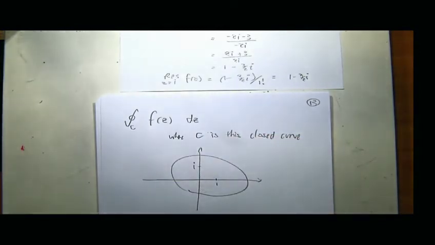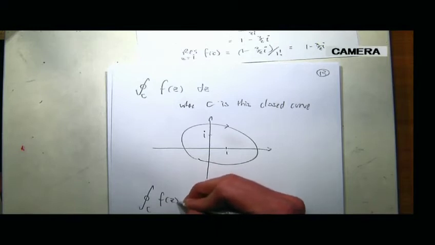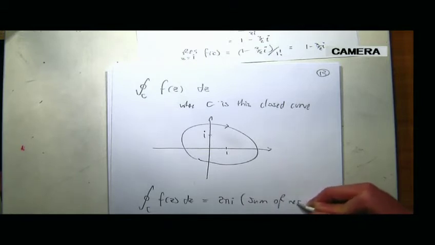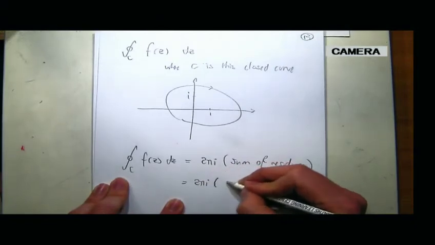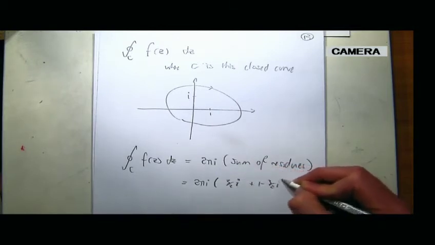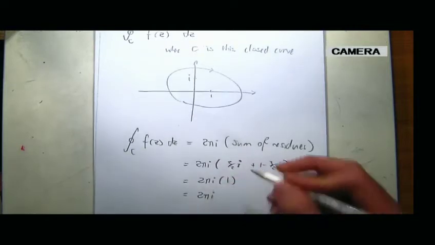Right? My curve there, I think it's supposed to go anticlockwise. All right, that closed curve encloses both the i and the 1, so I'll just have to add together the residues. So 2 pi i times the sum of the residues. The residues were 3 on 2i and 1 minus 3 on 2i, which is 2 pi i times 1, which is 2 pi i.